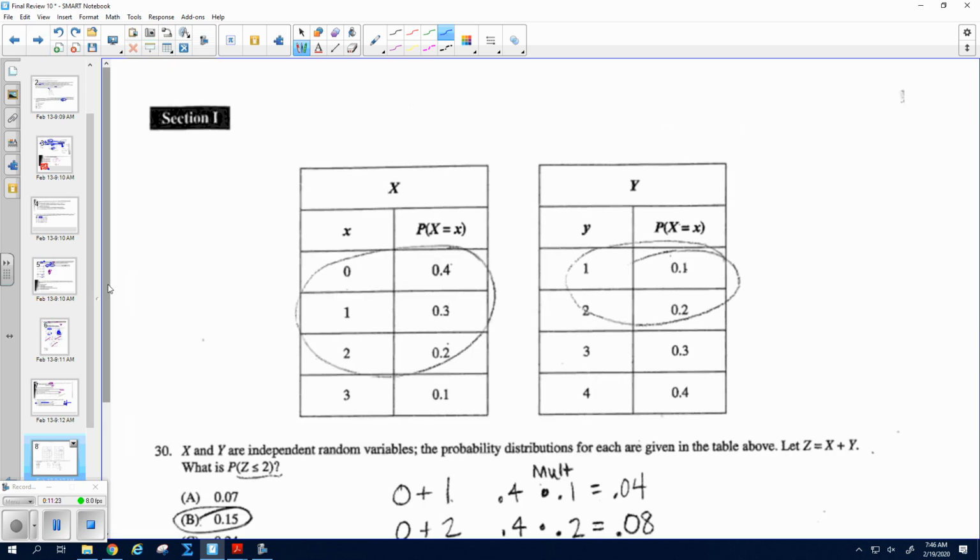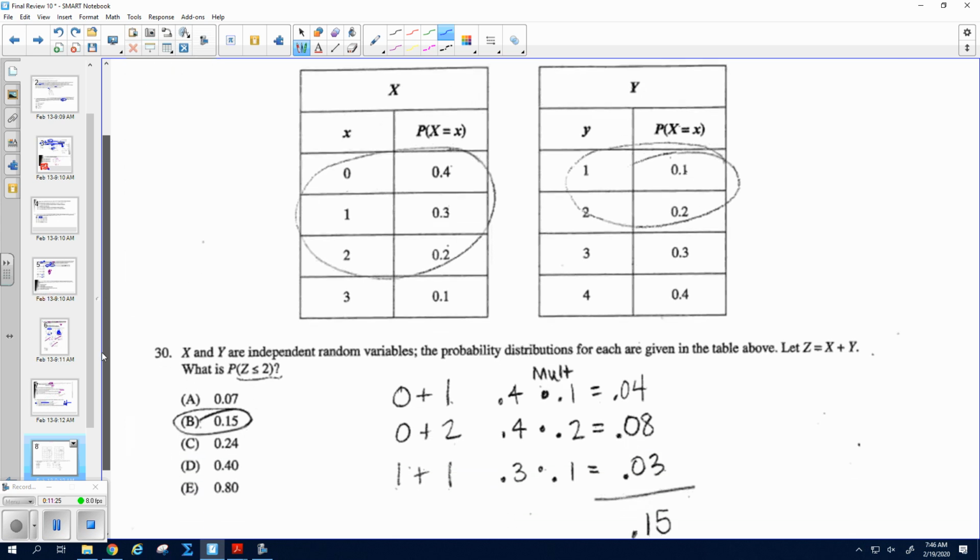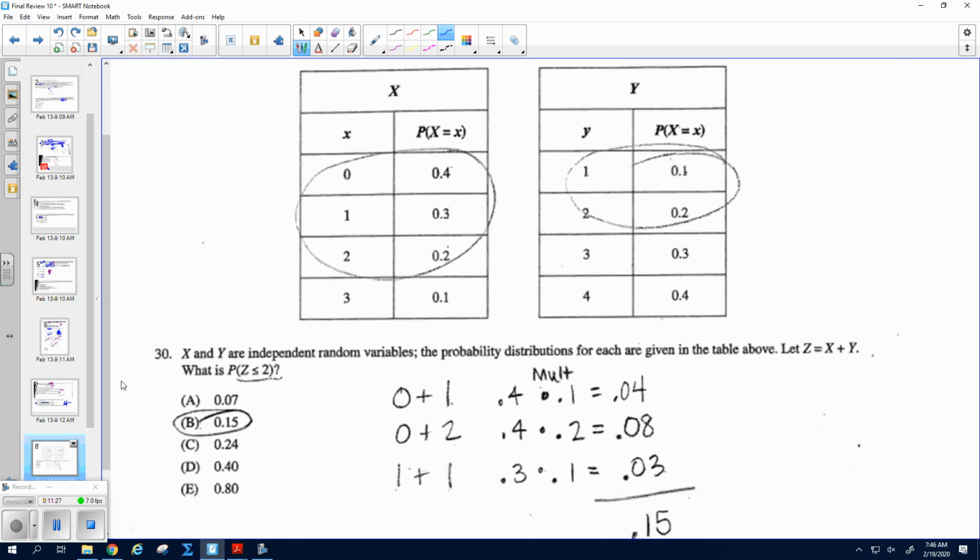This last one was kind of a toughie. First, it's just understanding what it's asking. So the probability distributions are given in the table above. We have X and we have Y. So now they're going to add in Z, where we add X and Y. And we want the probability that Z is less than or equal to 2. So it's all the ways we can add something from X and something from Y to get a value less than 2. So for example, I can add 0 and 1, and that would be less than 2.